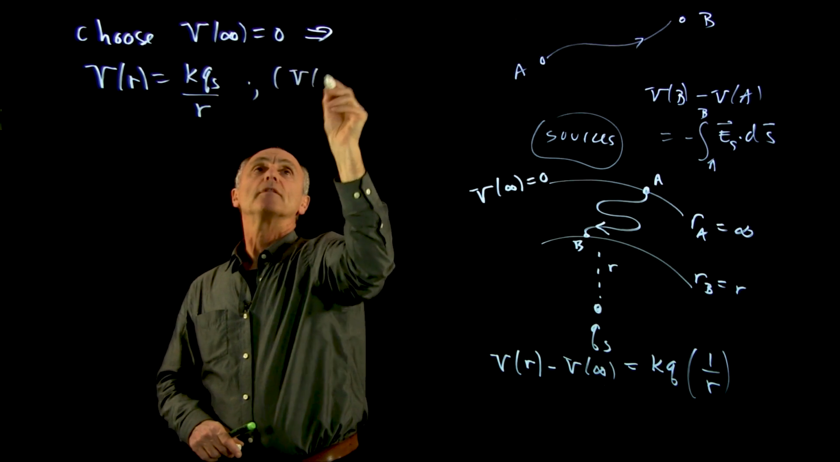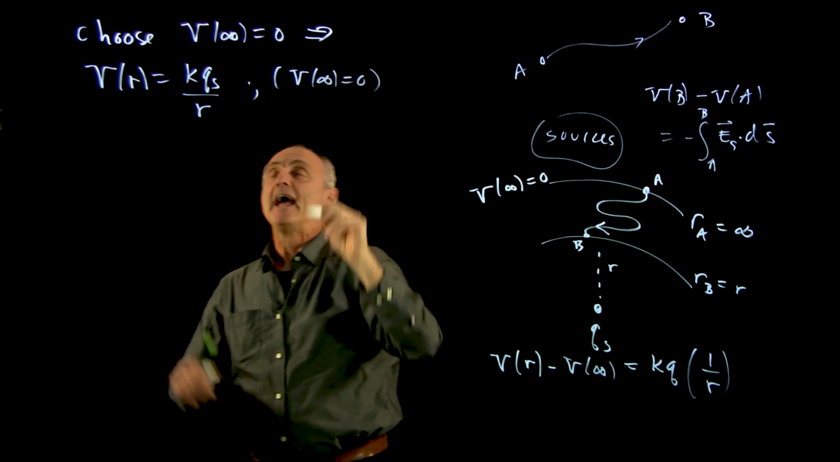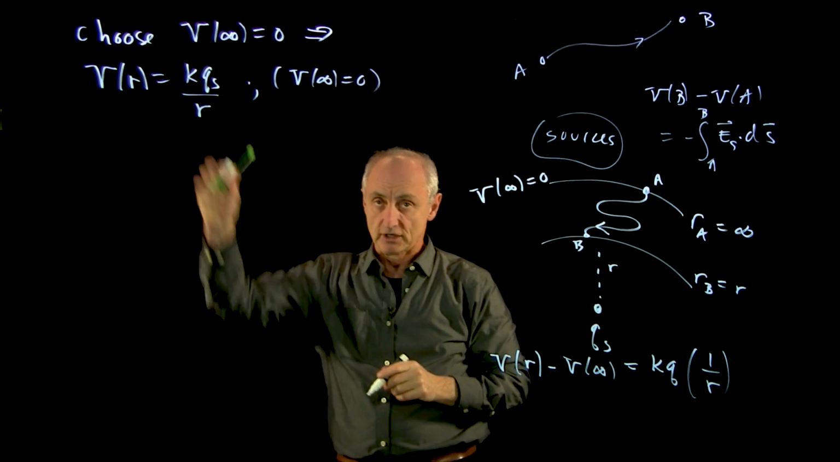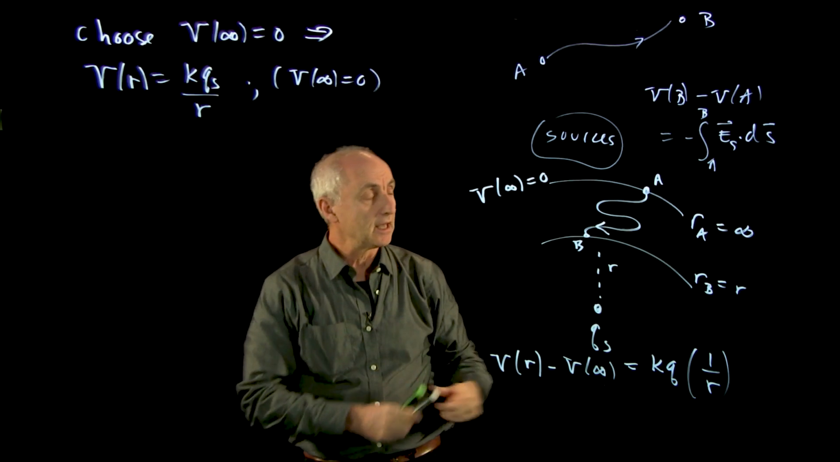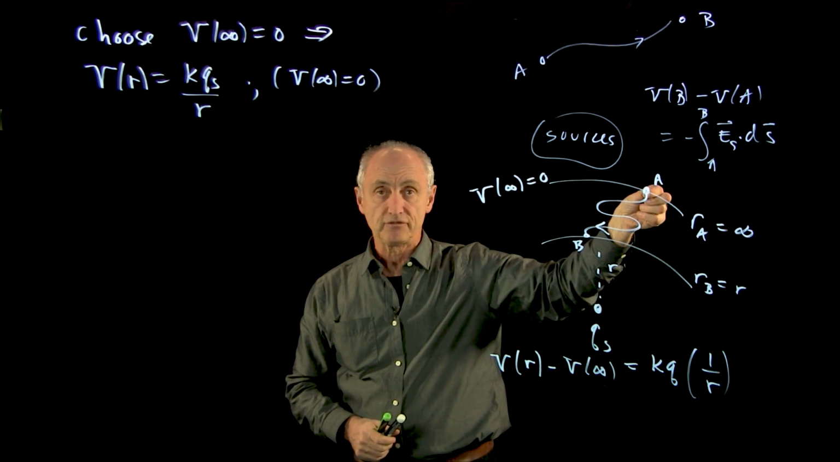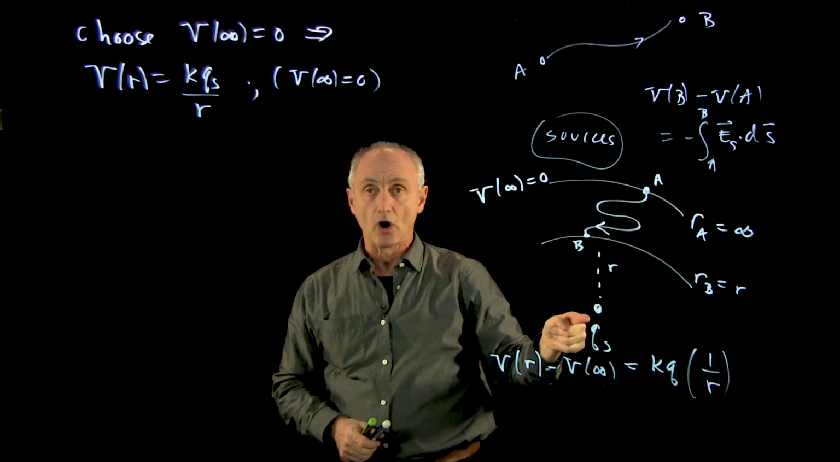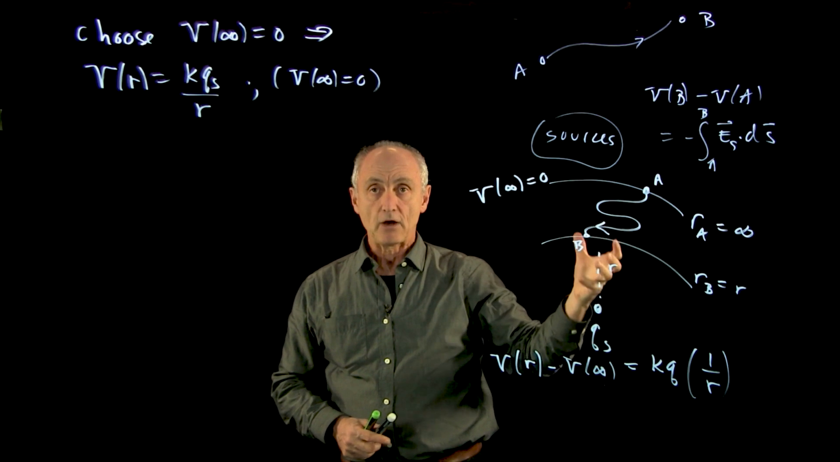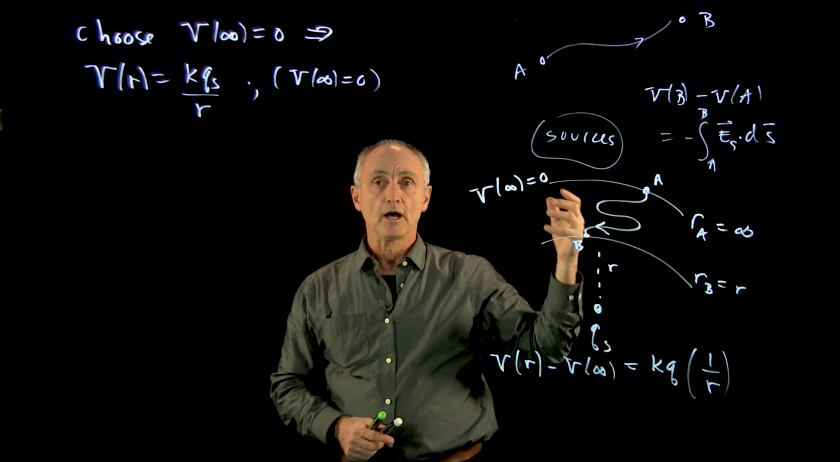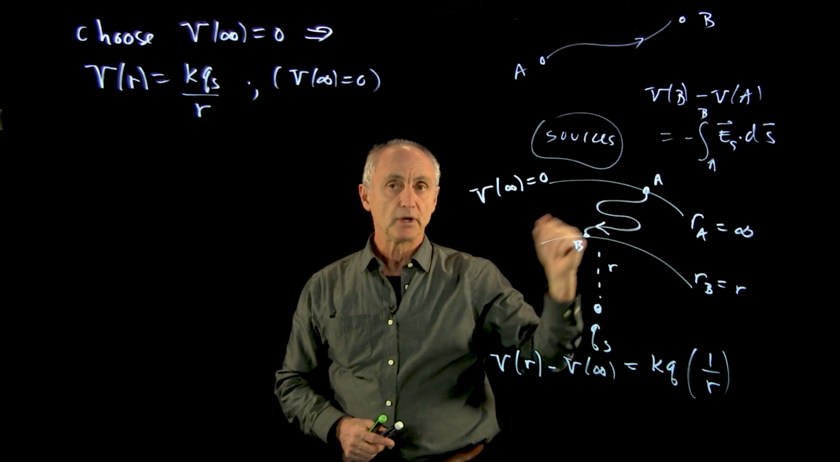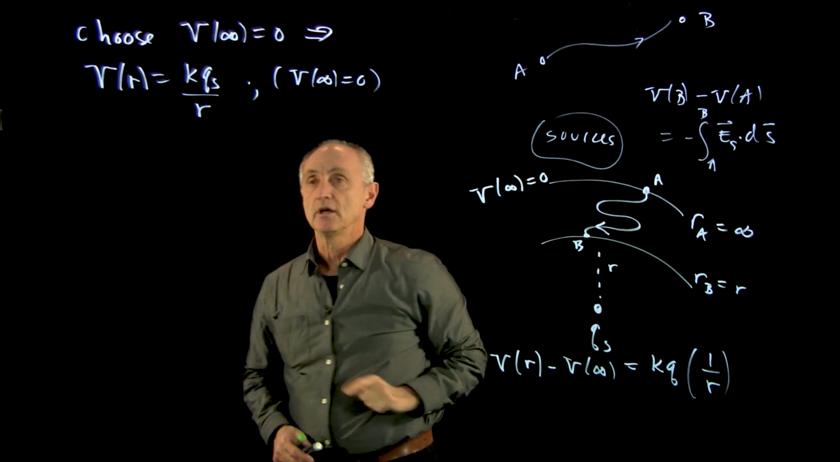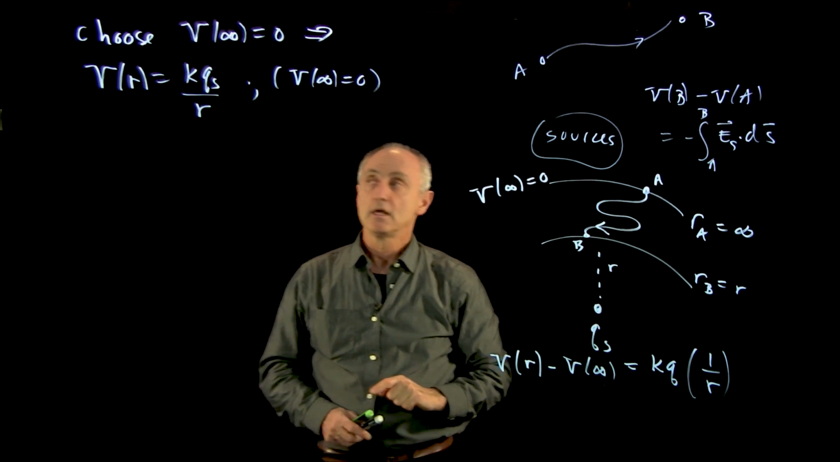Let's always remember that V of infinity is 0. And again, when you see this function, it has a very physical meaning. If you take a test charge at infinity, you bring it to a distance r away from the source, you calculate using Coulomb's law minus the work done, you divide by the test charge. It's precisely what this quantity is.